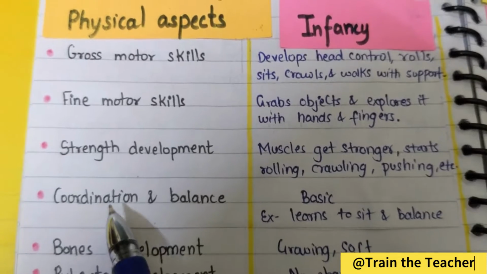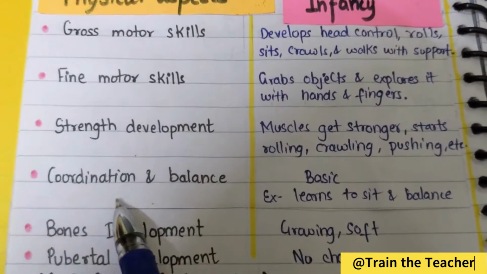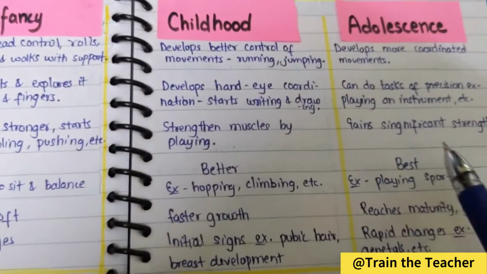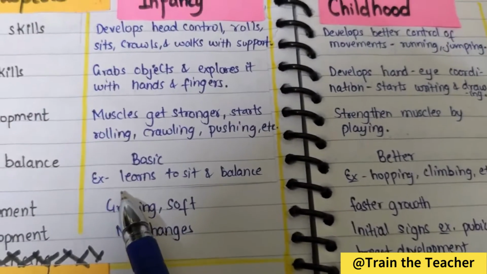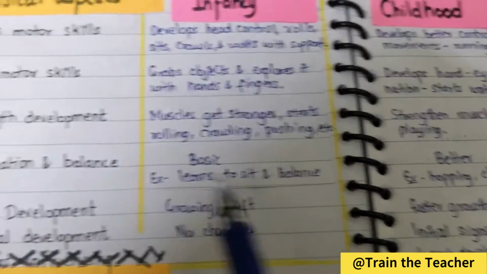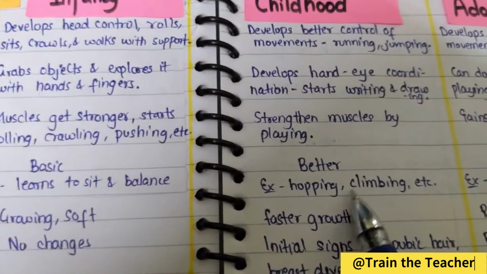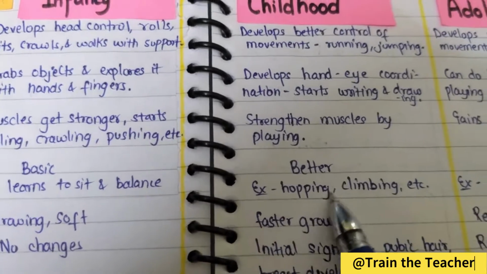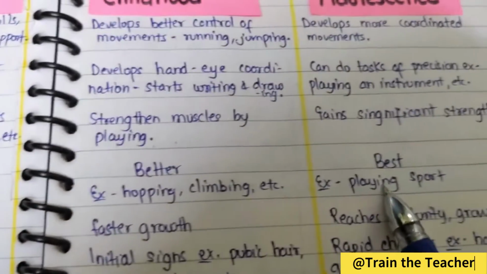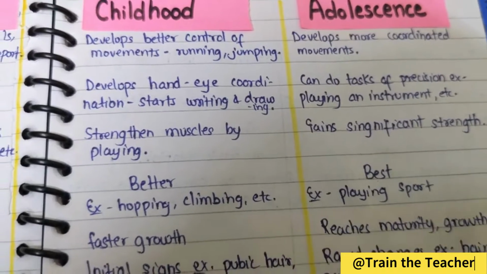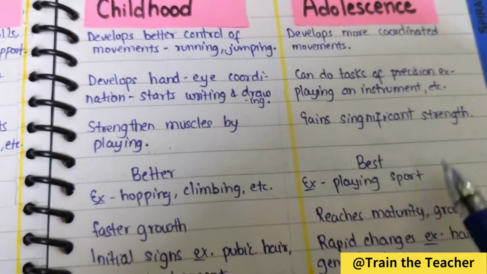The next point under physical aspect is coordination and balance. So it is basic, better, best. For example, during infancy they learn to sit and balance. Coordination and balance, kitna balance kar pa rahe hain body ko. During childhood they learn to hop, climb, jump, etc. And during adolescence it's at its best. They are able to play different sports using different abilities.